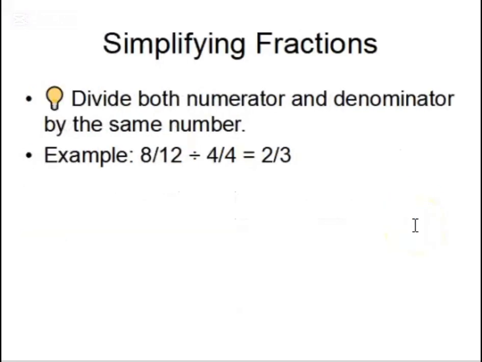Then the other thing is how to simplify fractions. To simplify a fraction, we divide both the numerator and the denominator by the same number. For example, we have 8/12. 8/12 has 4 as the common number; they can be divided by 4. So you divide the numerator and the denominator by 4. 8 divided by 4 you get 2, and 12 divided by 4 you get 3. So when simplified, the answer will be 2/3.